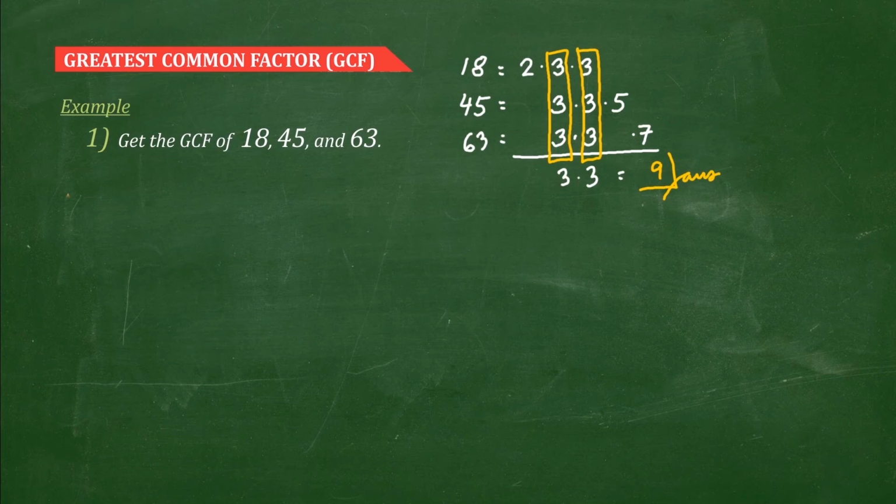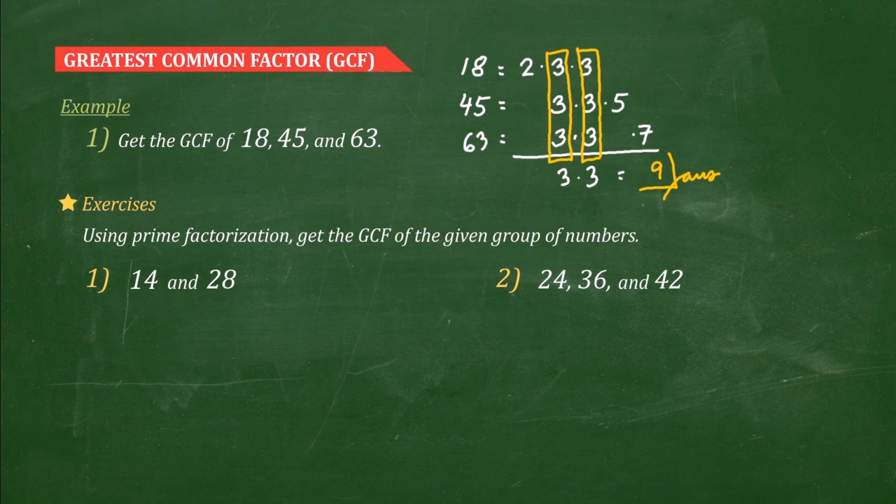Of course, as we said earlier, some of you can do this mentally confidently. So you can skip prime factorization and write 9 immediately. But again, knowing this process will be valuable in the long run. So, let's have some exercises. And they're asked to get the GCF of the following.